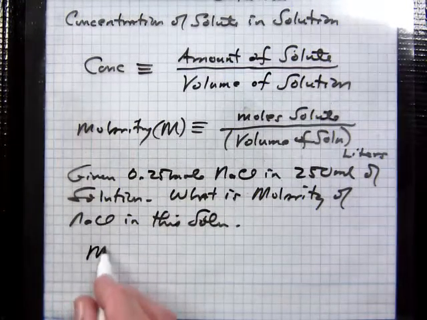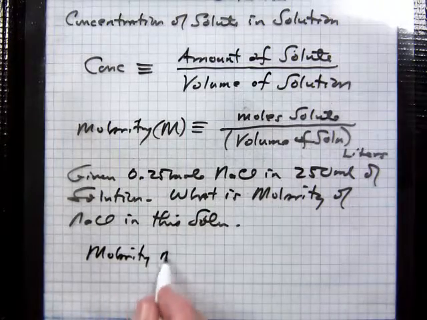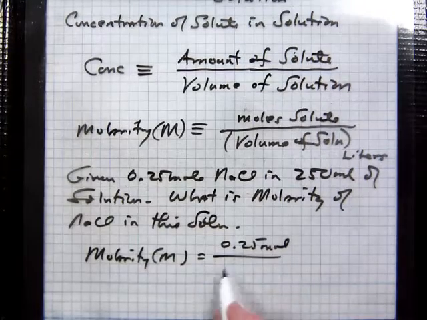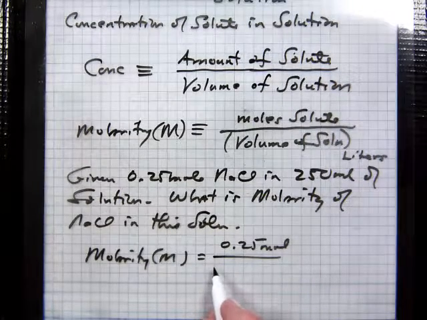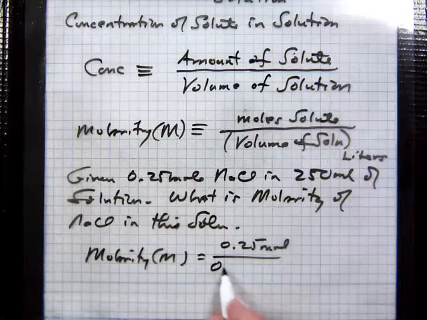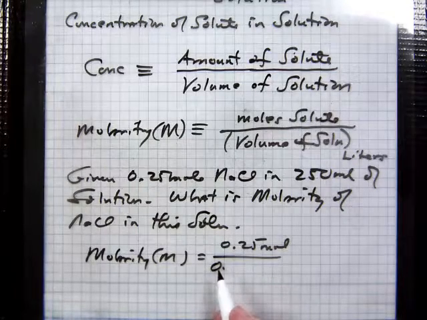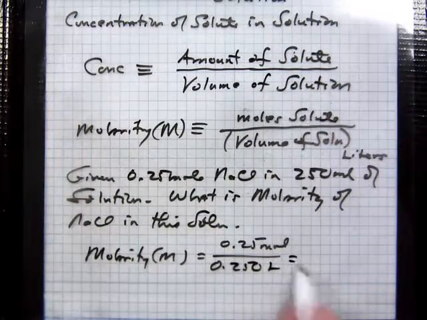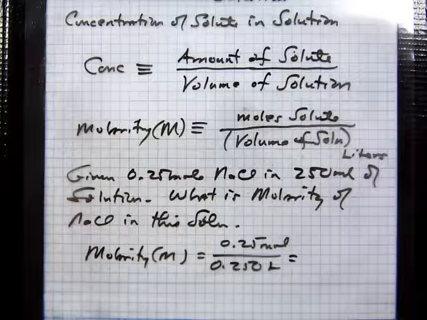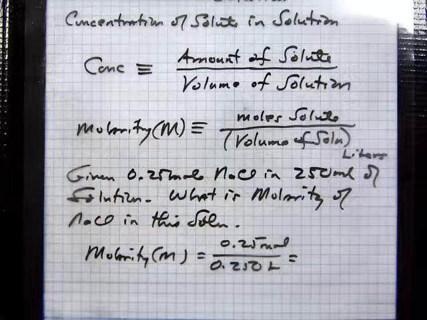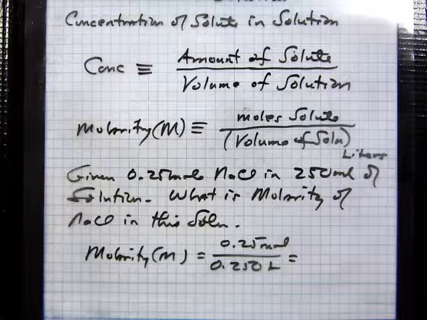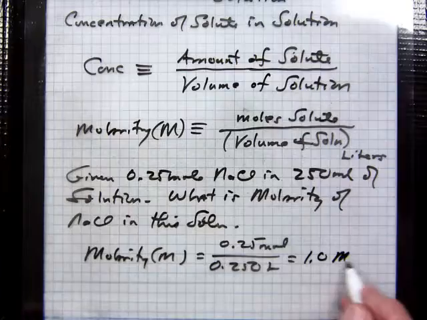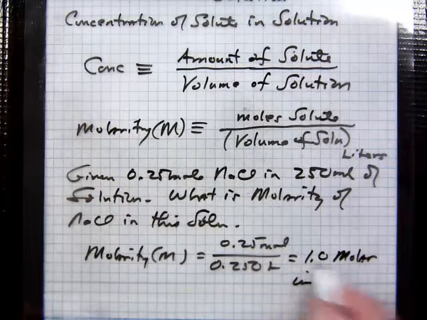So molarity, M, is 0.25 mole divided by 250 milliliters, but that's not correct. It needs to be in liters, so you move your decimal 3 places to the left. Milliliters to liters, move 3 places left. So 0.250 liters. And what I have is 1 molar.